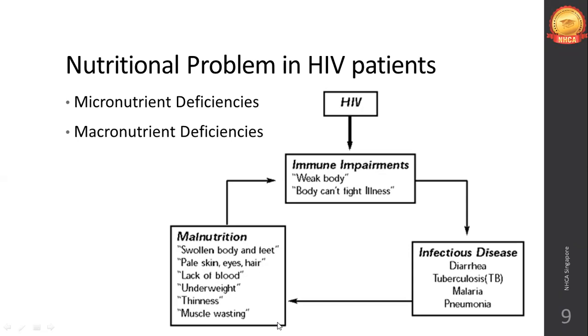When it comes to macronutrient deficiency, the focus will be more on protein here, because muscle wasting is seen. It is one of the classical signs in the HIV case. The last phase of the HIV case is AIDS. In an AIDS patient, muscle wasting is a classical sign.